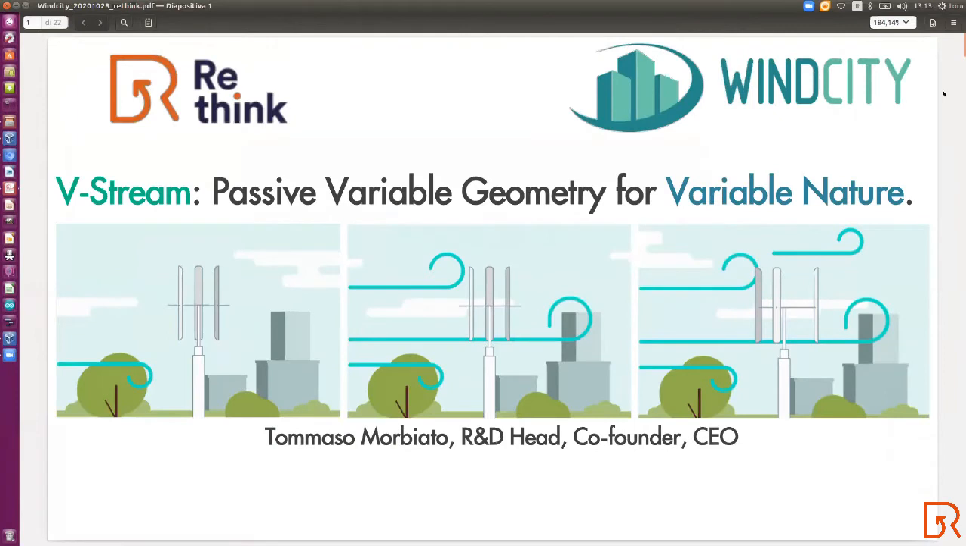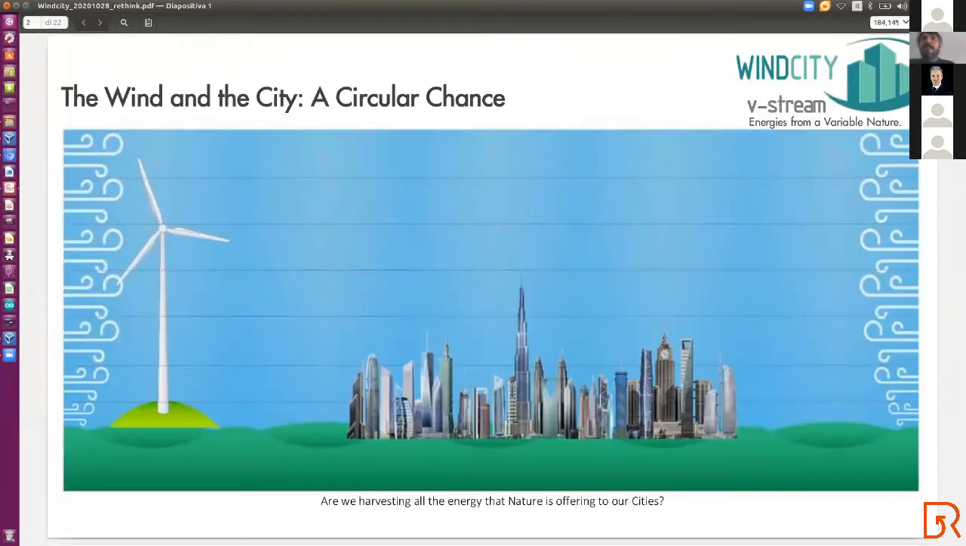In WindCity, we do passive variable geometry turbines, which are turbines that self-adapt to the variable nature of fluids, wind and water. We have a patent, and we have this provisional name, vStream, for variable stream.